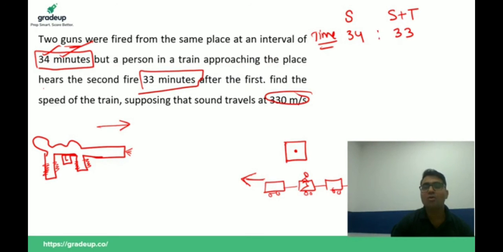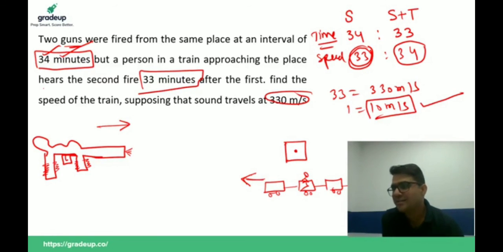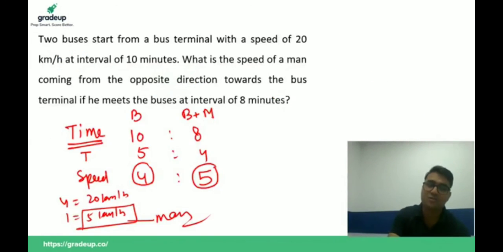As you all know, time and speed are reciprocal to each other. Speed of sound is here 33. This is 330 meters per second. So 1 is equal to 10 meters per second. All right. And you have to find the speed of the train. Speed of sound is what? 33. Speed of sound and train is what? 34. All right. That is, the speed of the train is what? 1 unit. So this should be the answer. This is the same as the previous question.